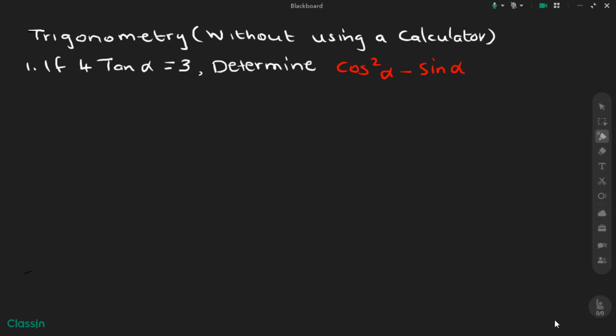This afternoon, I want us to check on questions on trigonometry because you are going to write paper 2, and then we need to do some problems relating to topics that we know require a challenge. So here, I have one question which says, if 4 tan alpha equals 3, determine cos squared alpha minus sin alpha. This question is worth 5 marks.